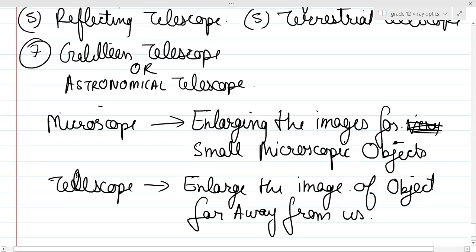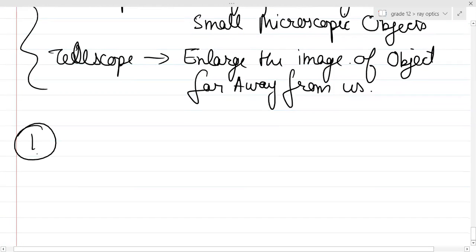Is it clear, guys? Microscope and telescope, did you understand the basic meaning? Now let's start them one by one. First is, oh man, shall I teach you? I know that.